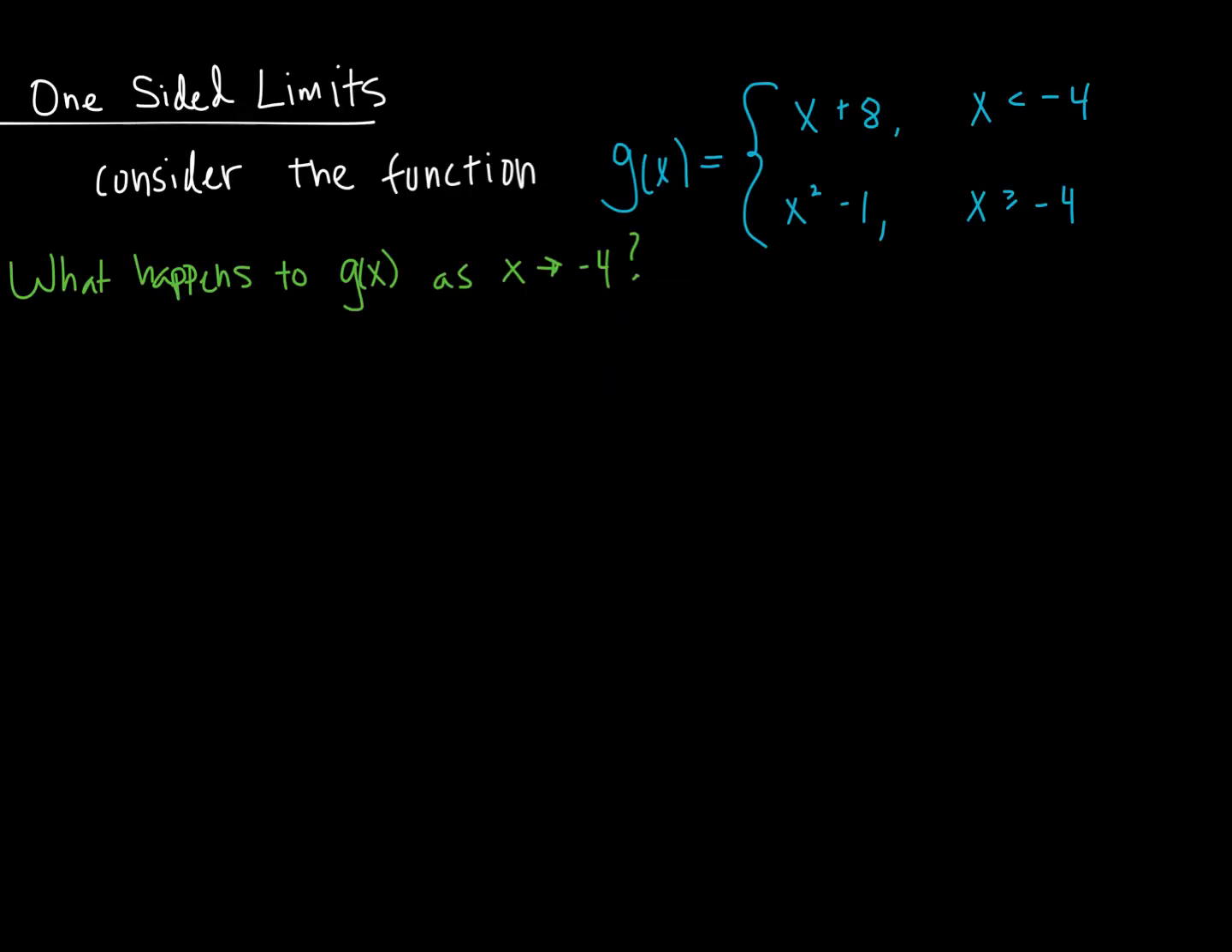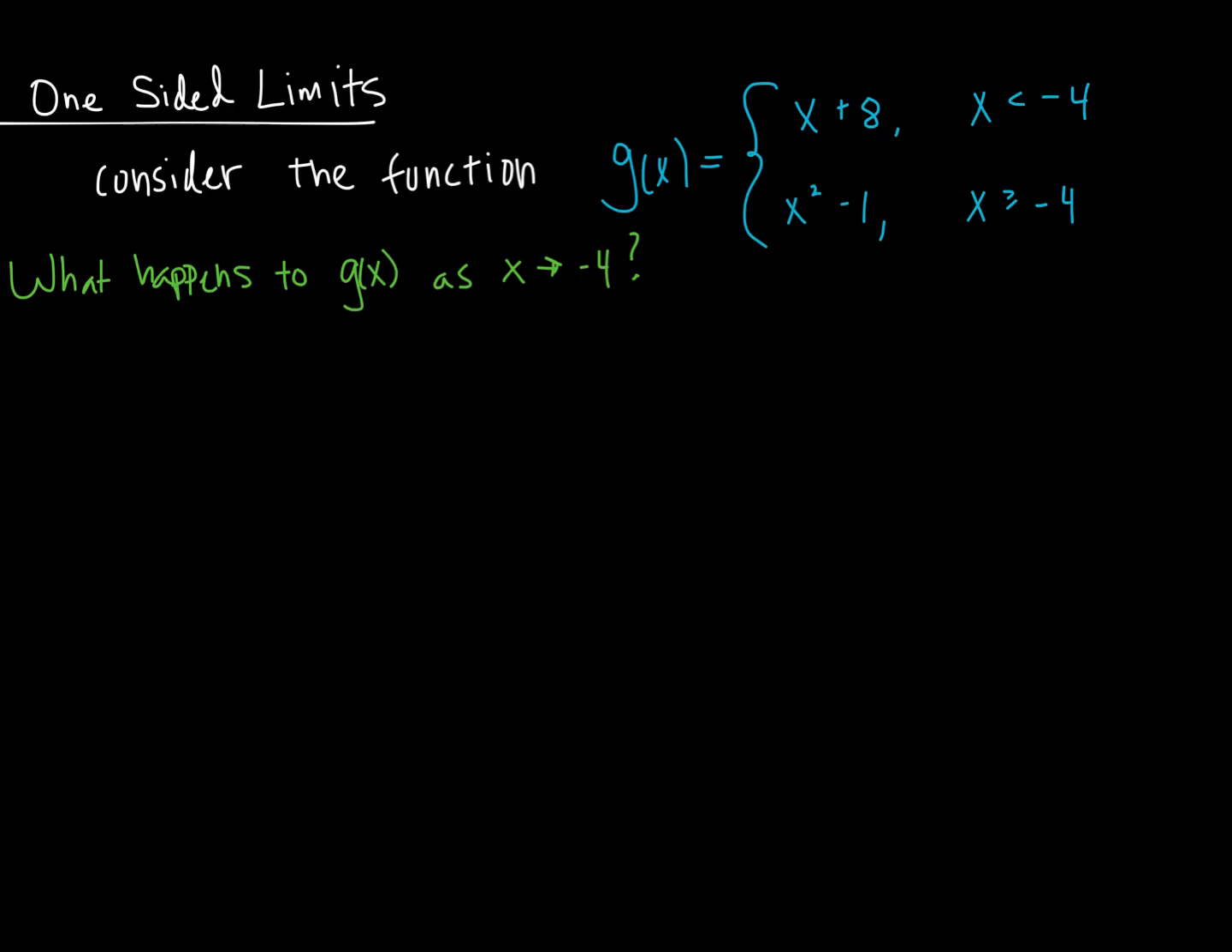All right, now we're going to discuss what's called a one-sided limit. And to do this, again, we're going to look at a really helpful example. So consider the function g of x, and g of x is a piecewise function, which means it's kind of split up into different pieces. And so up to a certain point, it's defined one way, and then past that point, it's defined another way. When x is less than -4, all the way up to -4, g of x is defined by the function x plus 8. And then when x is greater than or equal to -4, g of x is defined by the function x squared minus 1.